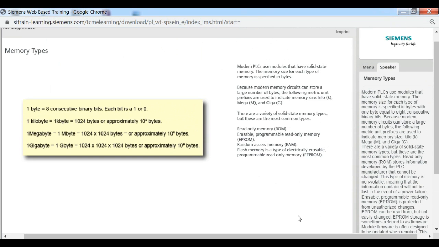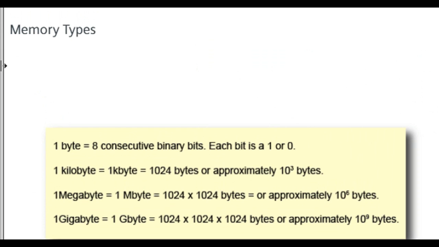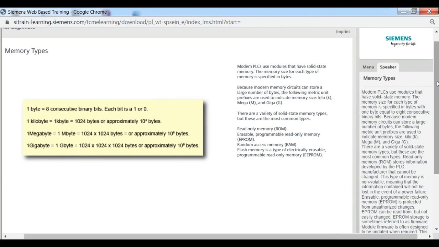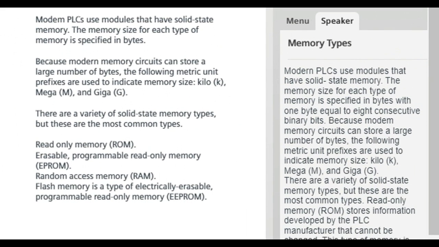Modern PLCs use modules that have solid-state memory. The memory size for each type of memory is specified in bytes, with 1 byte equal to 8 consecutive binary bits. Because modern memory circuits can store a large number of bytes, the following metric unit prefixes are used to indicate memory size: kilo (K), mega (M), and giga (G). There are a variety of solid-state memory types, but these are the most common types.